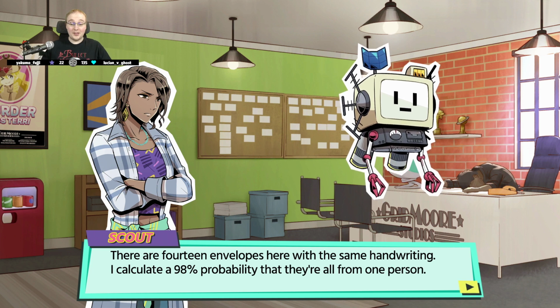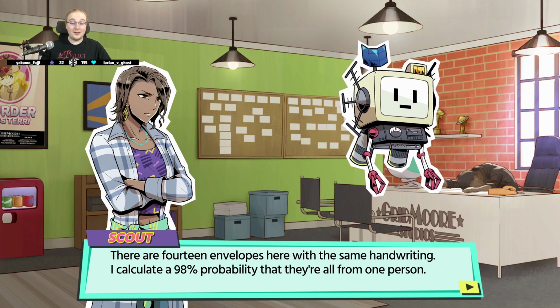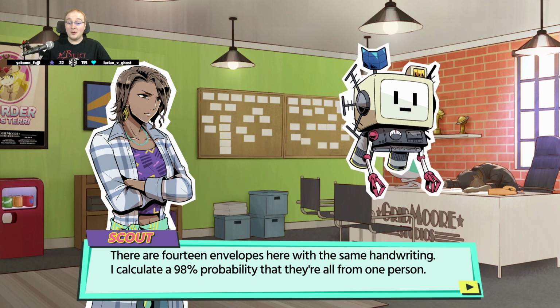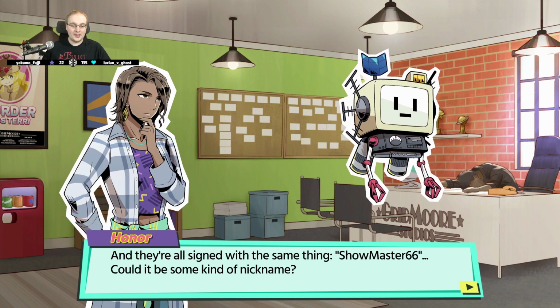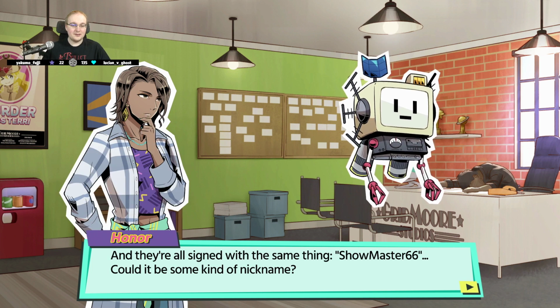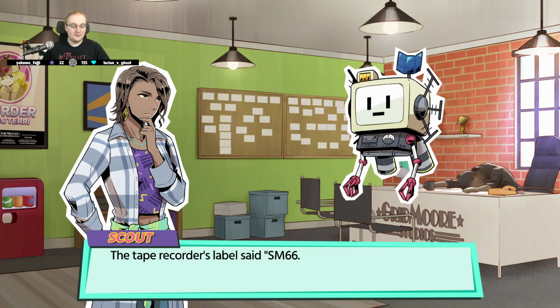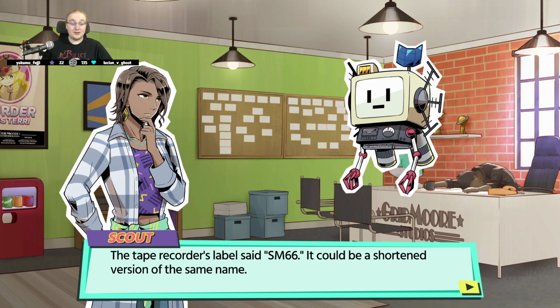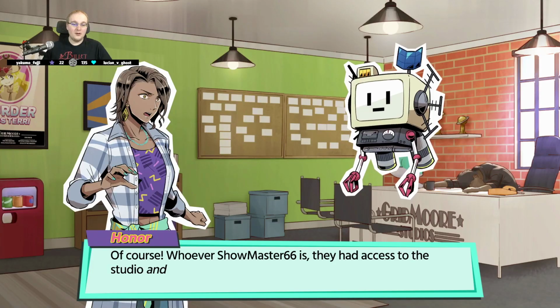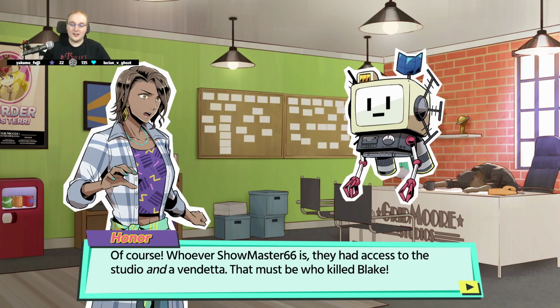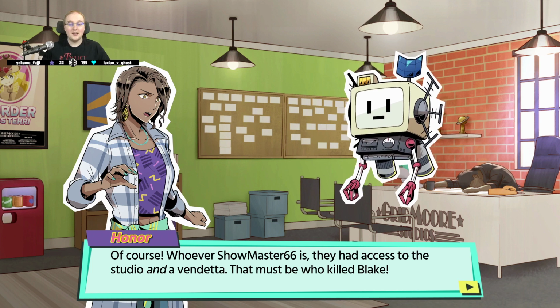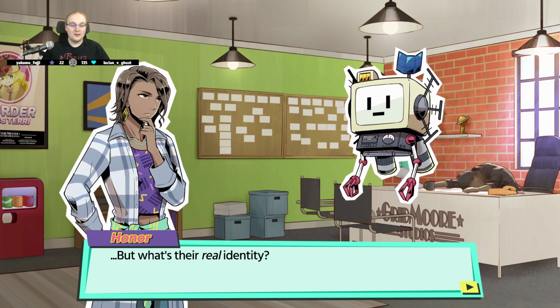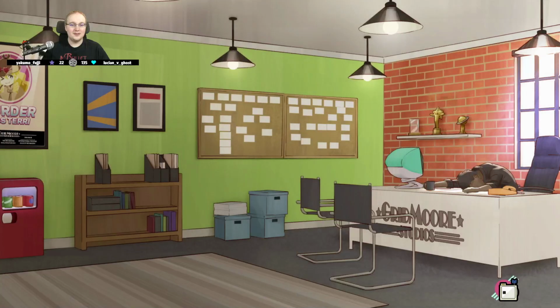There are 14 envelopes here with the same handwriting. I calculated 98% probability that they're all from this one person. They're all signed with the same thing, Showmaster66. Could it be some kind of nickname? The tape recorder label said SMA66. It could be a shortened version of the same name. Of course, whoever Showmaster66 is, they had access to the studio and a vendetta. That must be who killed Blake. What's their real identity?